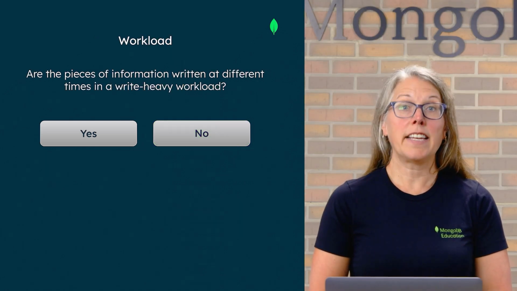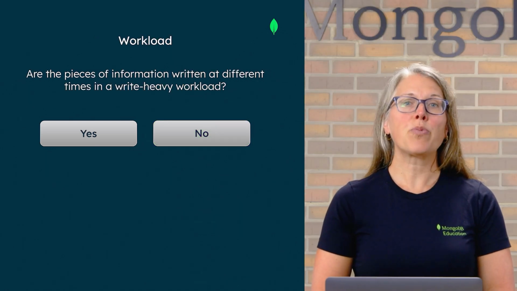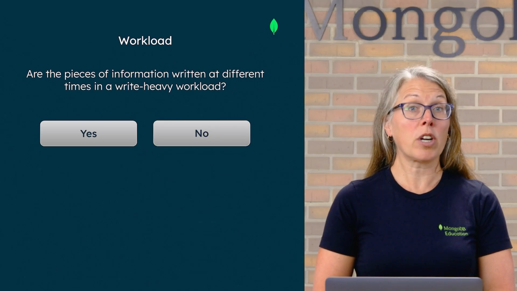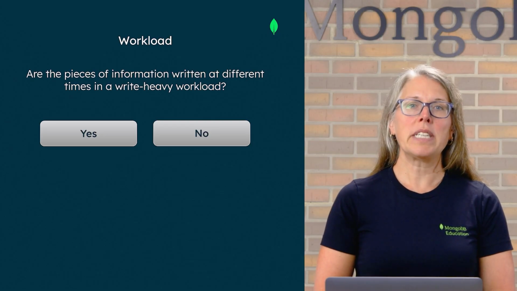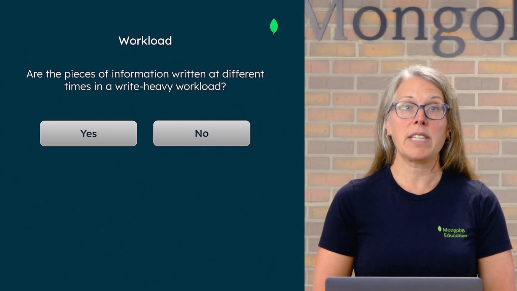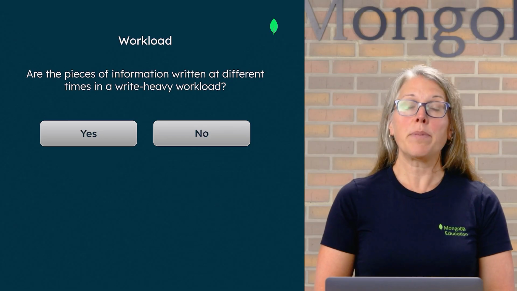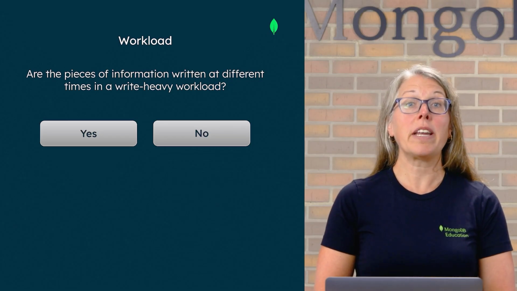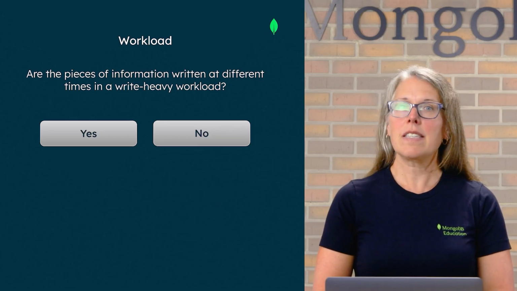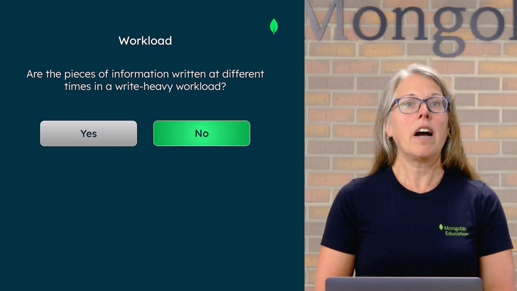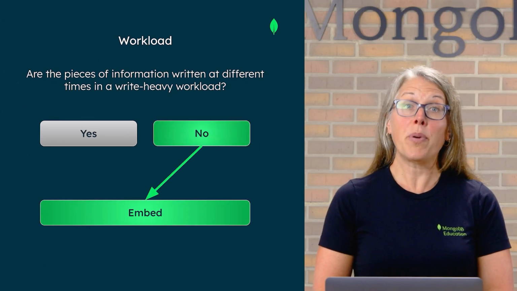The 10th guideline is workload. Are the entities written at different times in a write-heavy workload? The entities for printed books and authors will be written at the same time. For adding or updating books, we expect this to occur at a rate of 10 times per hour, so this is not a write-heavy workload. Our answer is no. This is another point for embedding.